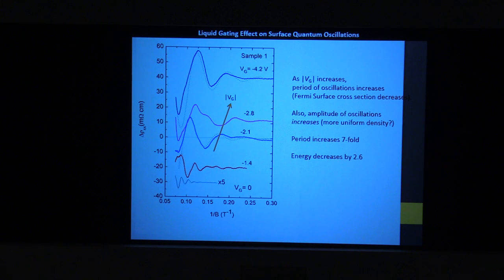And using this, my student, Jun Xiong, could actually tune the surface oscillations in a bulk crystal. So you can sort of see that the rapid oscillations now basically spread apart, right, as you pull the chemical potential down towards the node of the surface Dirac states. The longer period means that you have a smaller Fermi surface caliber. So you can see that the amplitude increases, and at the same time the period increases.